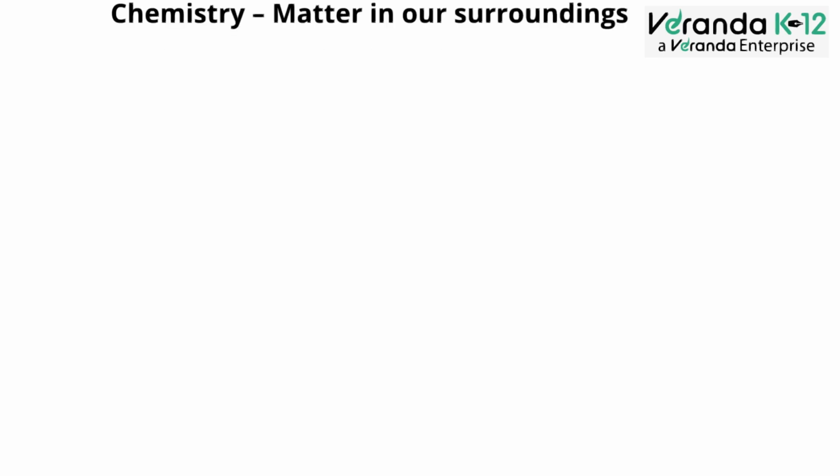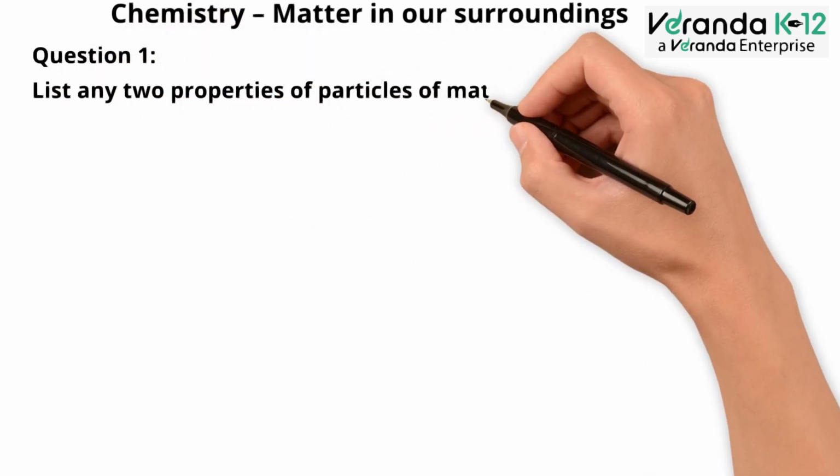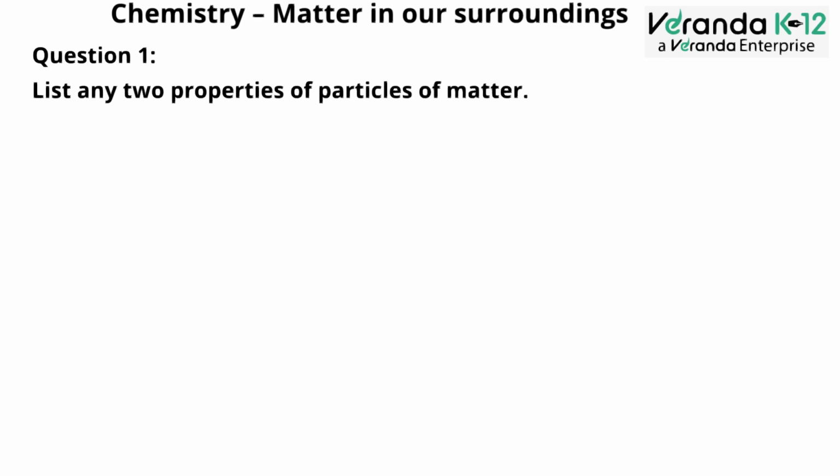Now let us see some questions from chemistry, chapter 1, that is matter in our surroundings. Let us move on to the first question. List any two properties of particles of matter.